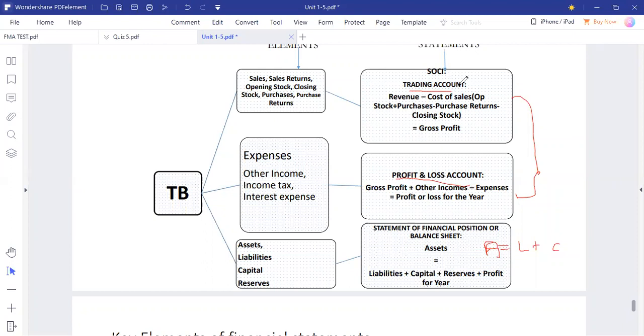The main job of the trading account is to produce what we call the gross profit. So it is made up of these elements. And the elements that make the profit and loss account are simply expenses. When we net the expenses from our gross profit, what we get is called the net profit. So the function of the profit and loss account is basically to produce what we call our net profit. And finally, our trial balance with the assets, liabilities, capital, and reserves will be pushed into what is called our balance sheet, which defies this accounting equation.